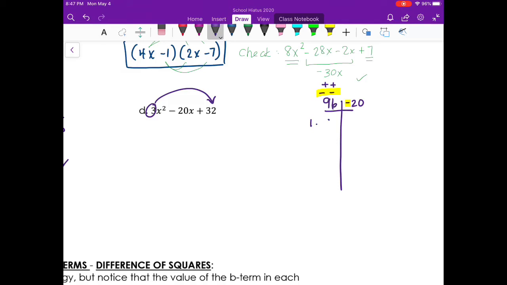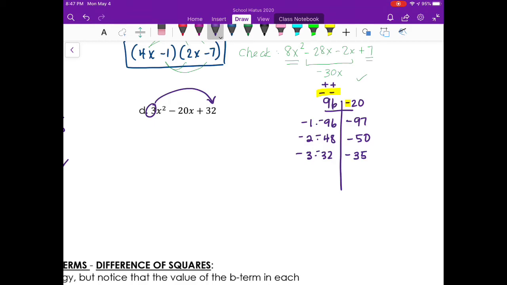I'll start with 1 and 96. 1 times 96 is 96. That gives me negative 97, which is obviously way off. So then I'm going to divide 96 by 2. And 2 times 48 is 96. Make them both negative, and that gives me negative 50. Then I'll move on to 3. 96 divided by 3 is 32. And that adds up to negative 35.